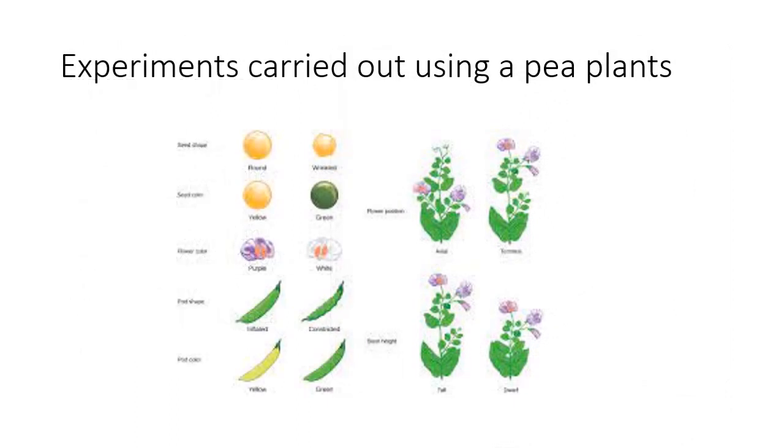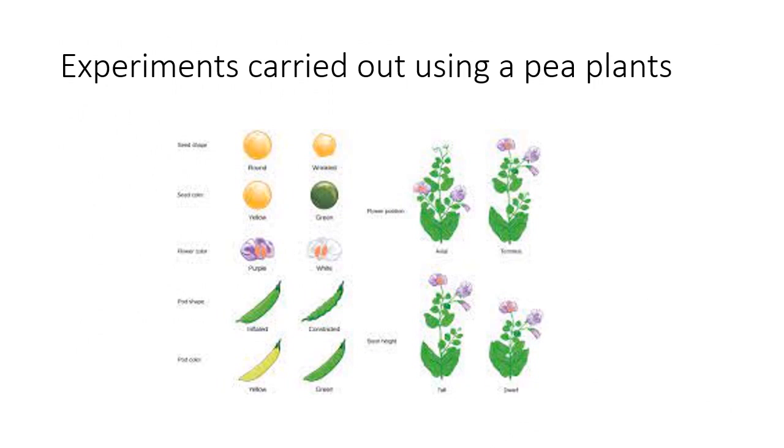What are the experiments carried out using pea plants? After the parent plants were crossed, what traits, or simply what features, do the baby plants get that are similar to their parents? A few characters of pea plants are taken into consideration, such as seed shape, seed color, flower color, pod shape, pod color, flower position, and stem height.